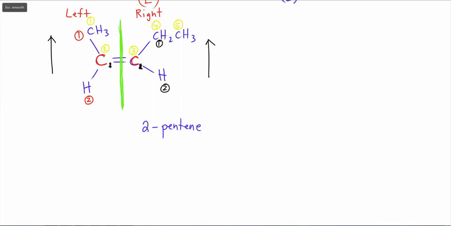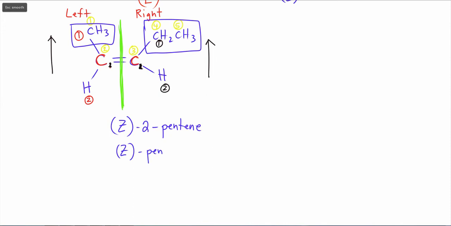designation. Okay, so since both of these high priority substituents or atom groups are projected in the same direction, we can give this the Z notation. Okay, so this would be Z 2-pentene, or you can write Z pent-2-ene. Okay? So your EZ notation would give us this. Okay?